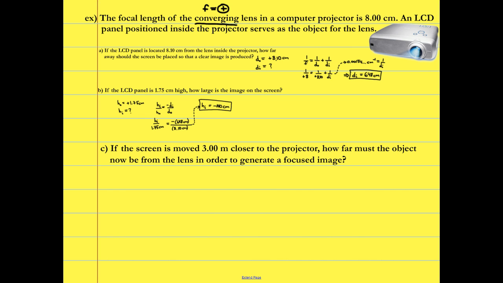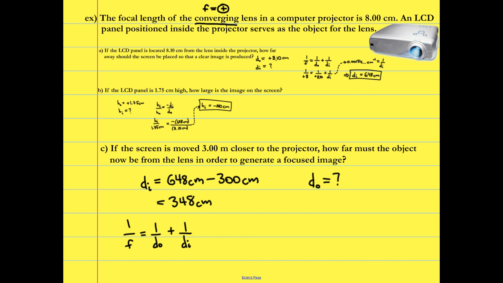Next up, if the screen is moved 3 meters closer to the projector, how far must the object now be from the lens in order to generate a focused image? So the image distance is reduced from the original 648 by 300 centimeters. So the new image distance is 348 centimeters. The object distance is what we want to find out.